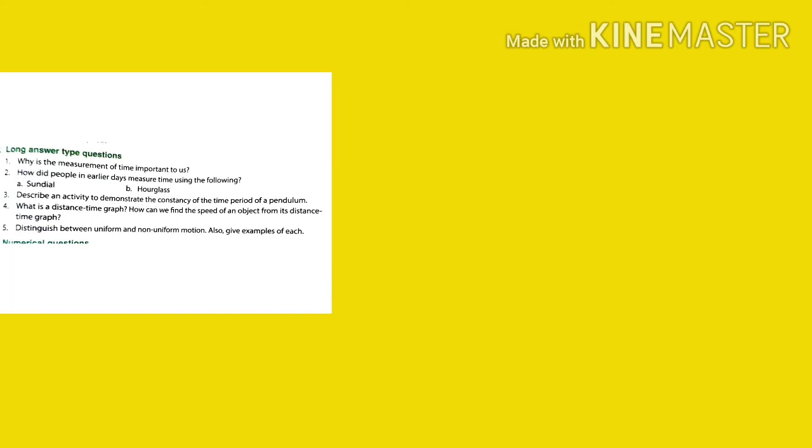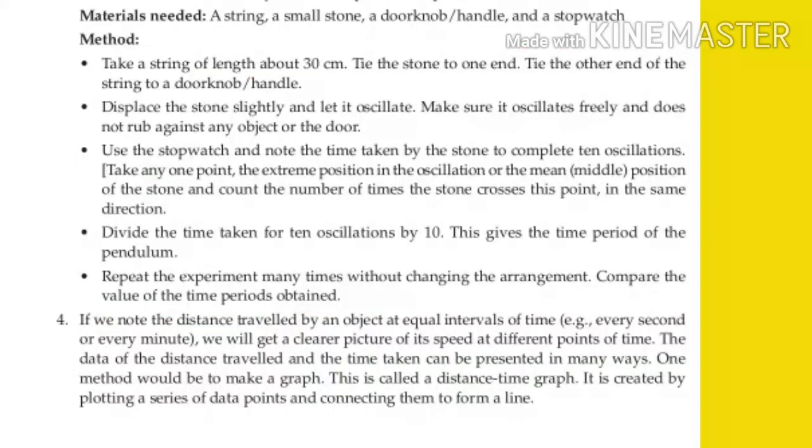थर्ड क्वेश्चन, डिस्क्राइब एन एक्टिविटी टू डेमोन्स्ट्रेट consistency ऑफ द टाइम पीरियड ऑफ अ पेंडुलम. So in this answer what you have to write is the activity to show consistency of a time period of pendulum. You have to write all the materials, then the method of this. This answer you will get in your textbook only. Take a string of the length 30 centimeter, tie the stone at one end, tie the other end, display the stone, उसको हटाना है, फिर उसको oscillate करना है, make sure that it oscillates freely.